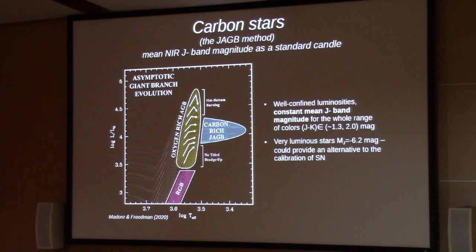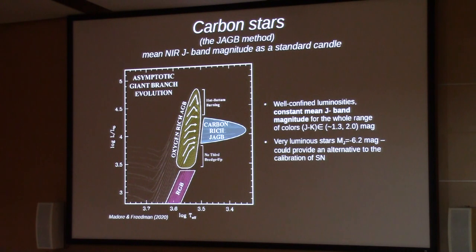Because these stars, when they are too massive, experience so-called hot bottom burning. So carbon is being burned then, and it will never reach the stellar surface. On the other hand, when they are not massive enough, their convective envelopes do not reach deep enough to bring carbon to the surface. So this is the basic reason why they are good candidates for standard candles.